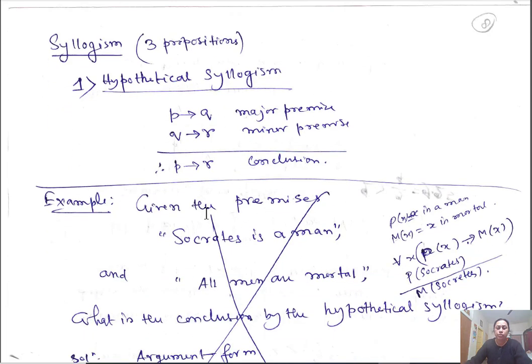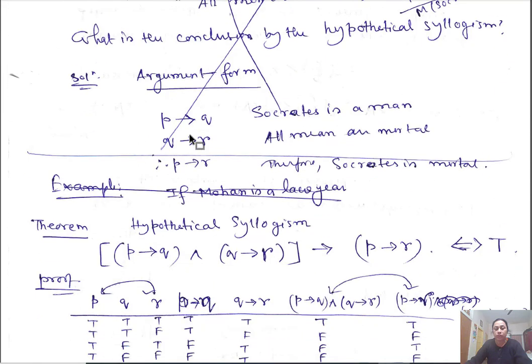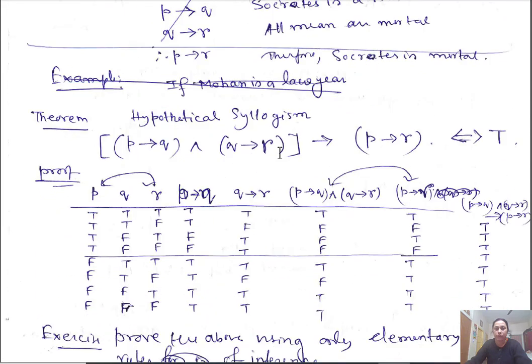Okay, and you can show that this is actually a tautology: P implies Q and Q implies R, this whole thing implies P implies R. This is a tautology. Using a truth table, you can show it. I have shown it here. You do it by yourselves.